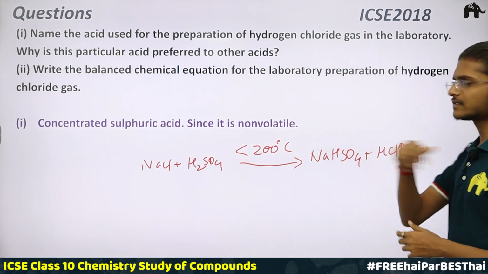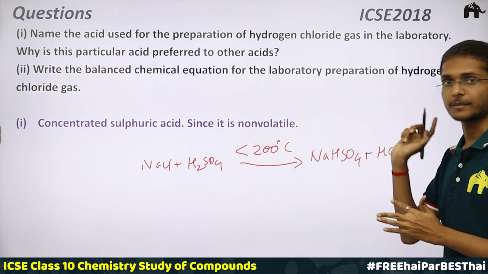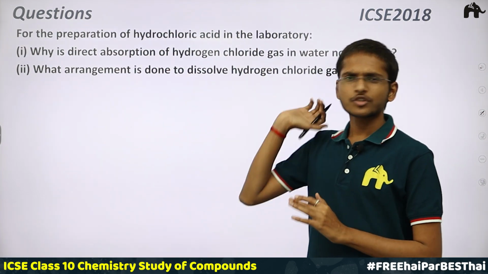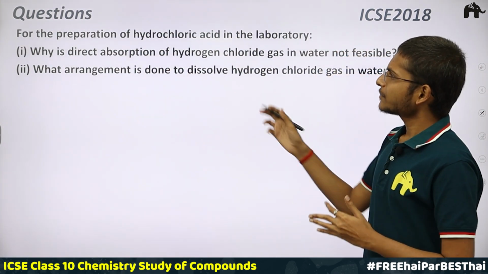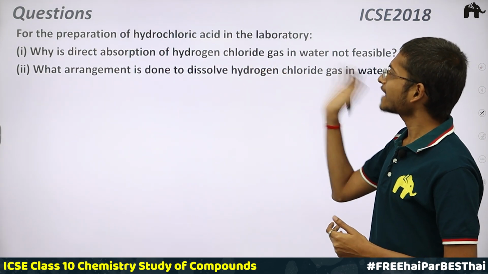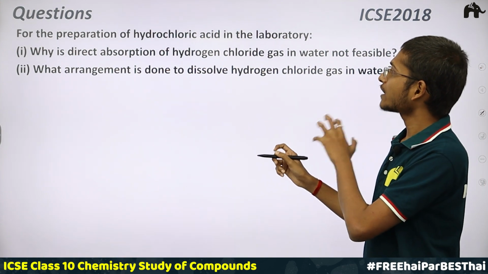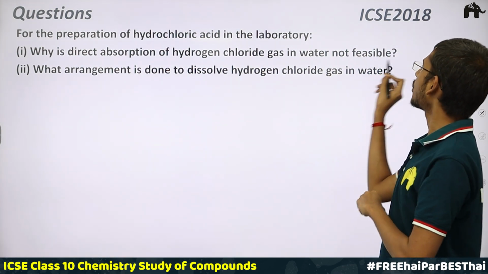Okay, so you can just balance this reaction and your job is done, because they need a balanced chemical equation. Okay, clear with this part? Okay, next question. For the preparation of hydrochloric acid in the lab, first, why is direct absorption of hydrogen chloride gas in water not feasible?